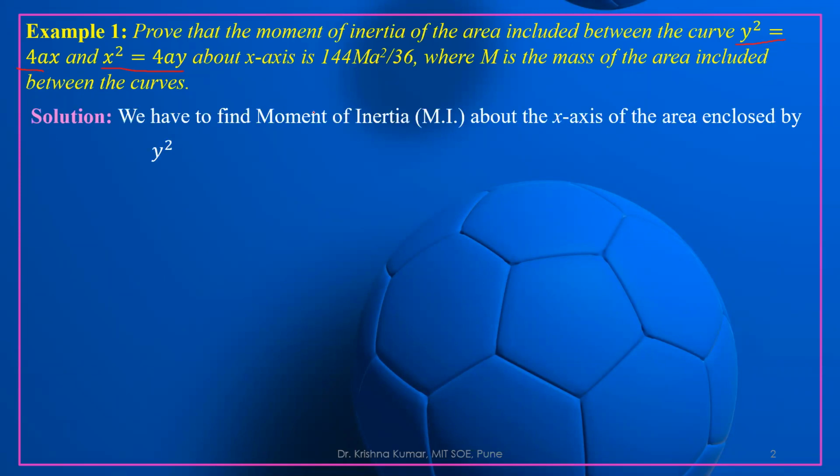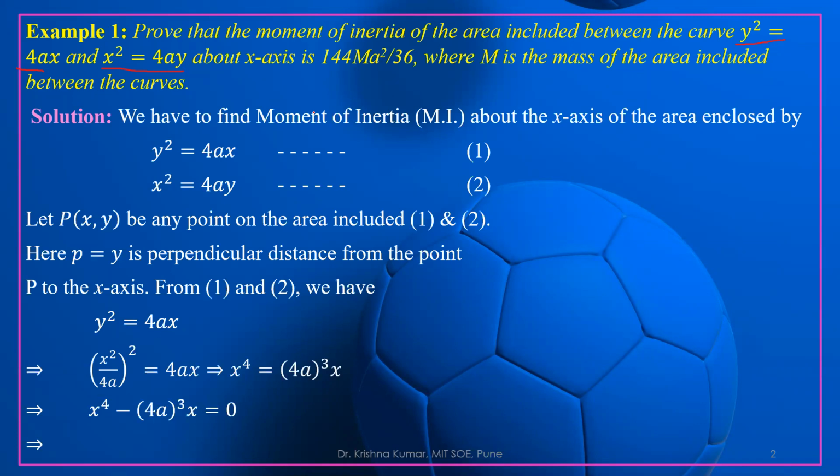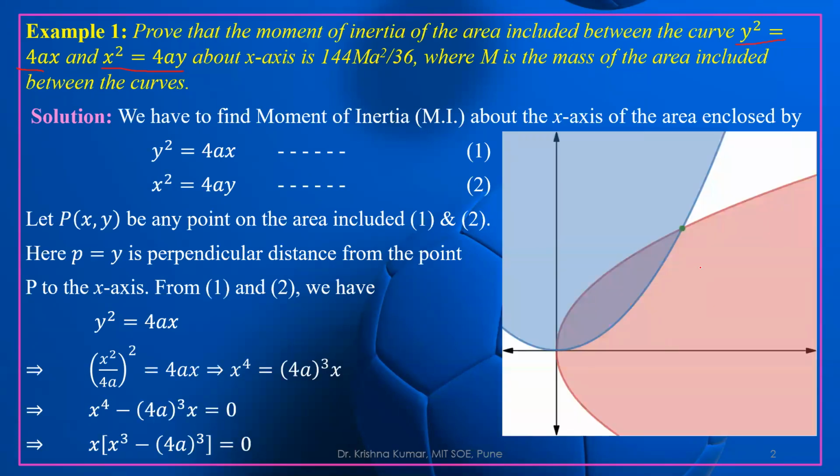Let us first draw the parabolas, then it will be very clear. This parabola is x square equal to 4ay, and the second is the parabola y square equal to 4ax. If we see these parabolas, this part is the area included between both parabolas. We have to find the moment of inertia of this region about the x-axis. Okay, so let us take any point P.